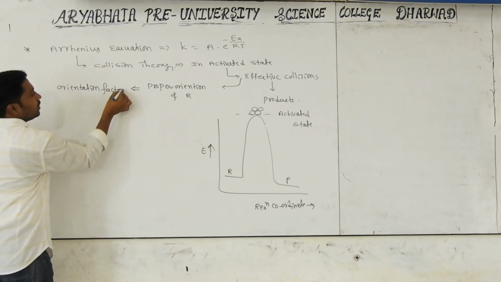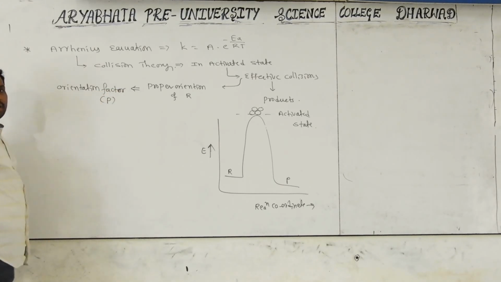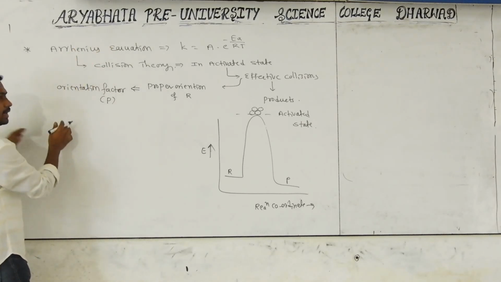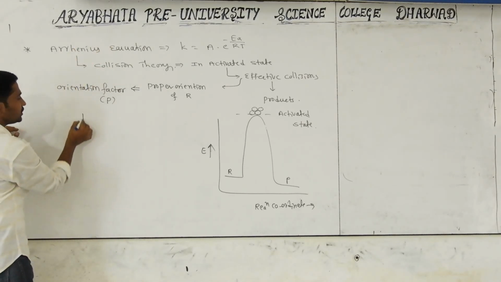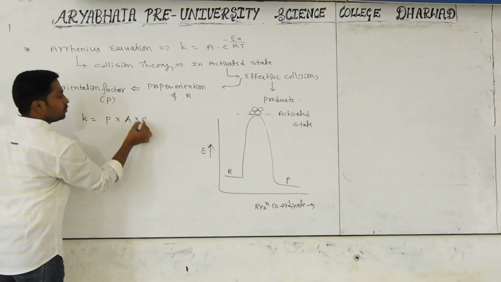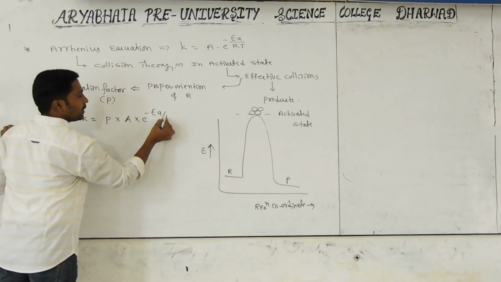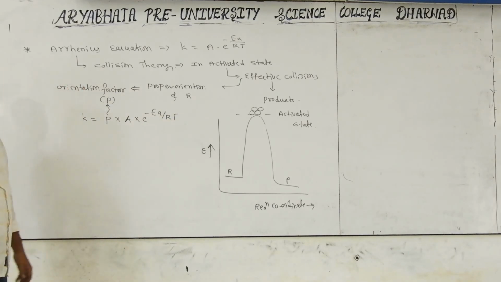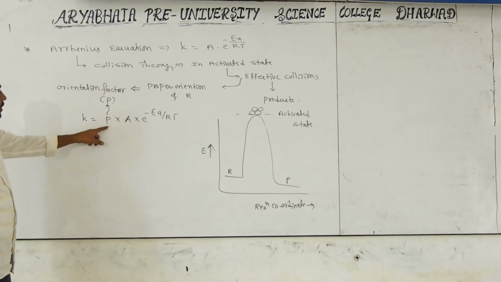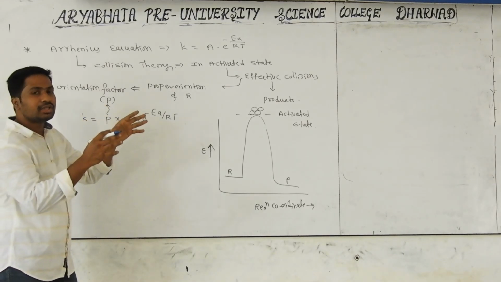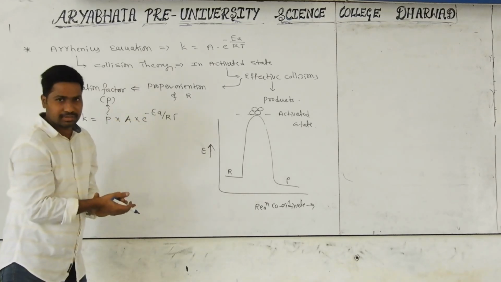The orientation factor is denoted by P. So that can be introduced in this equation. That is what we call the final Arrhenius equation: k = P A e^(-Ea/RT). The P we call the orientation factor. What is this? It gives the proper orientation of reactants for effective collisions.